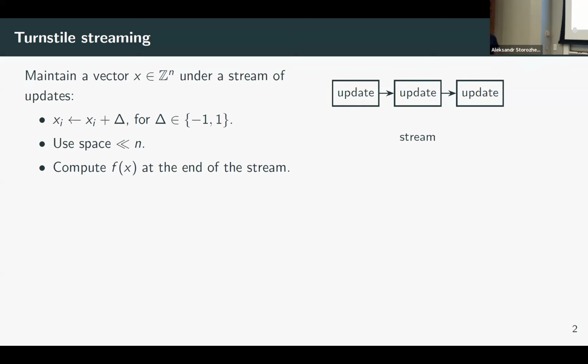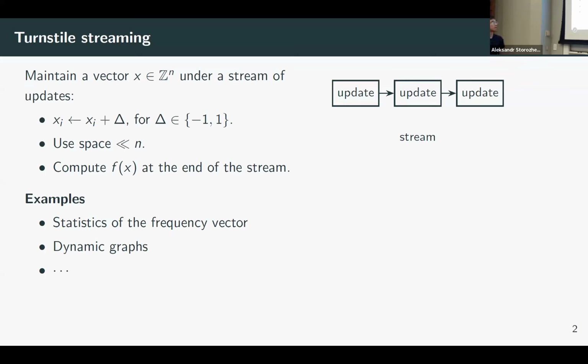Okay, so what are some examples of problems that people study in this turnstile stream? It captures a very wide class of problems. One important class of examples is to compute statistics of the frequency vector. Imagine that we have a stream of items from a universe of size n. We can insert an item at one time, or maybe delete one item at a time. Then this vector x we can view as the frequency vector of how many times each item has occurred. One insertion corresponds to incrementing the ith coordinate, and deletion corresponds to decrementing.